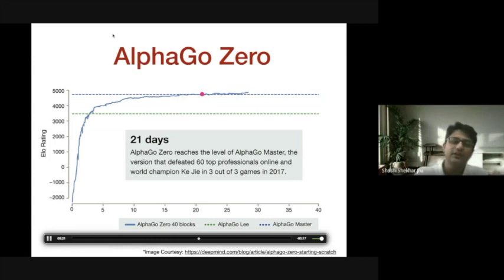And what you see on this y-axis is called ELO rating. ELO rating is a rating specific to players in this particular game of Go. So the higher the ELO rating, the more you are a grandmaster.